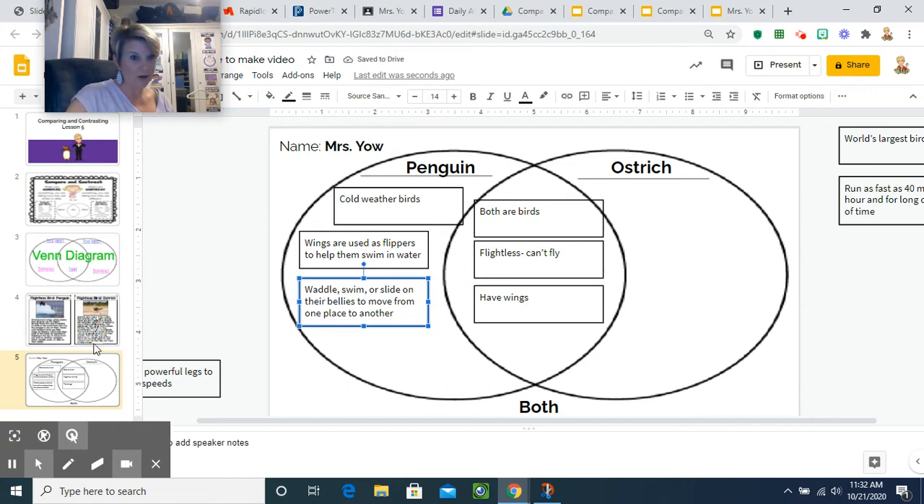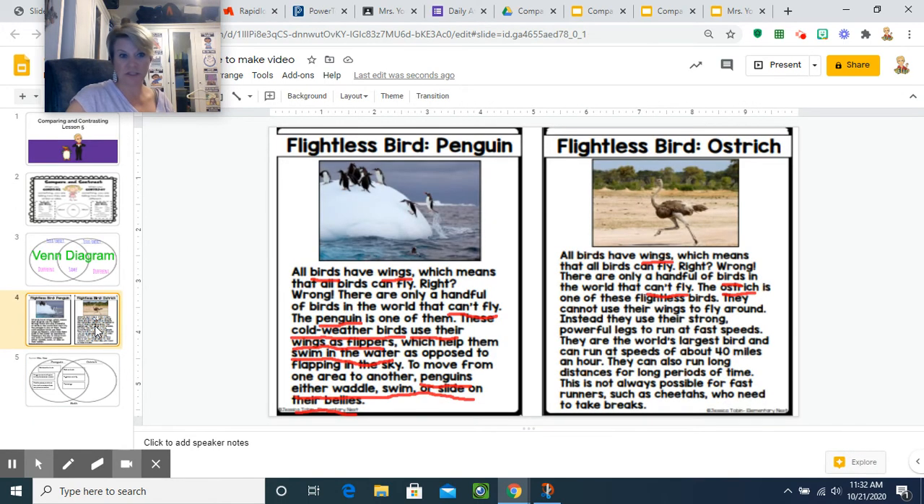All right, now I'm going to go to my ostrich story. Okay, so for the ostrich, let's start right here. They cannot use their wings to fly around. Instead, they use their strong, powerful legs to run at fast speeds. That's definitely something that I did not see about the penguin. I read that they're powerful swimmers, but not that they are fast runners.